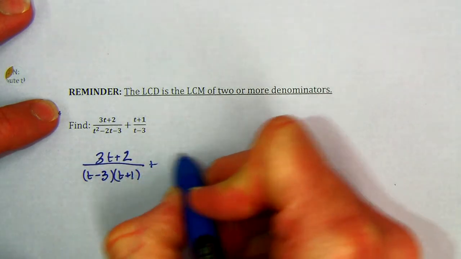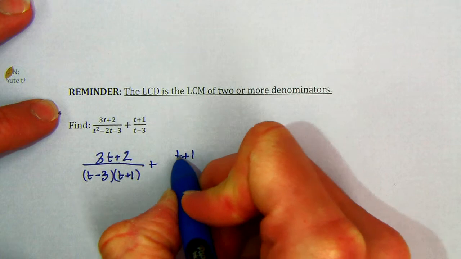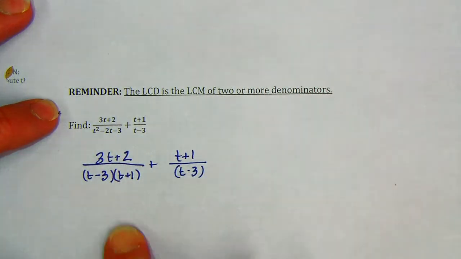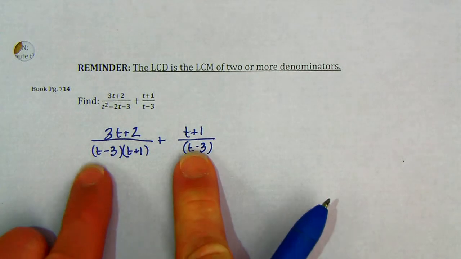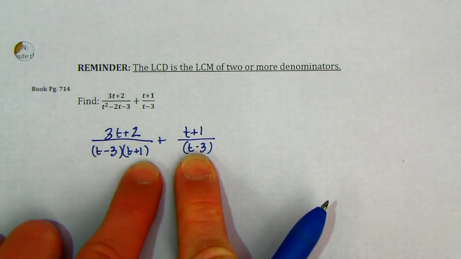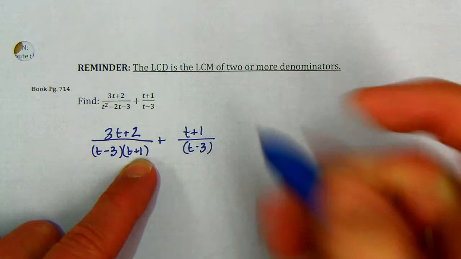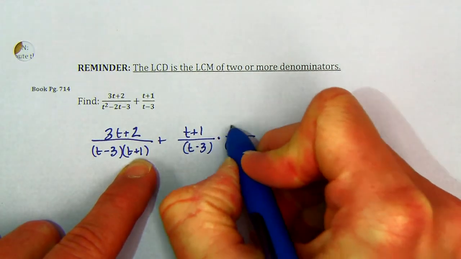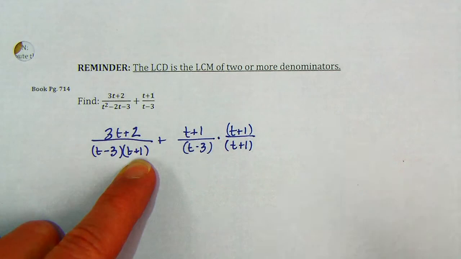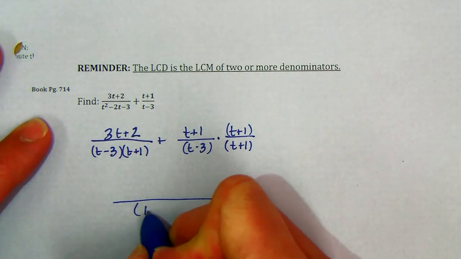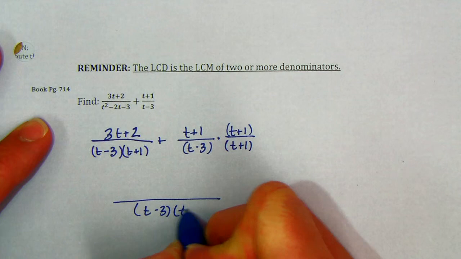Now take a look at my two fractions. I have a t minus 3 in both of them, so that's great. That's what they have in common. This one has a t plus 1. So what I'm going to have to do is multiply this second one times t plus 1 over t plus 1, so that my common denominator will be t minus 3 times t plus 1. Now, could I have written that t plus 1 times t minus 3? Absolutely. Multiplication is commutative, so it doesn't matter.